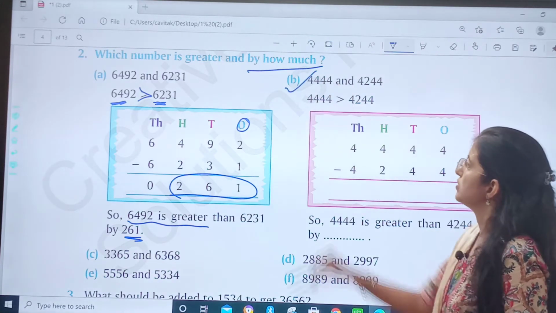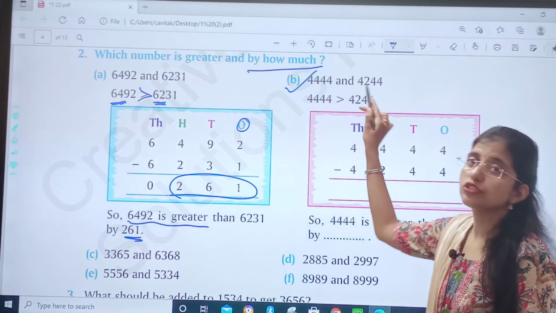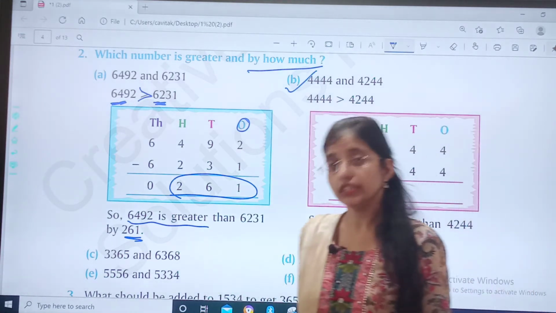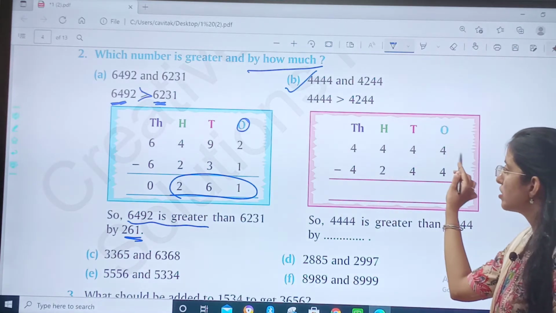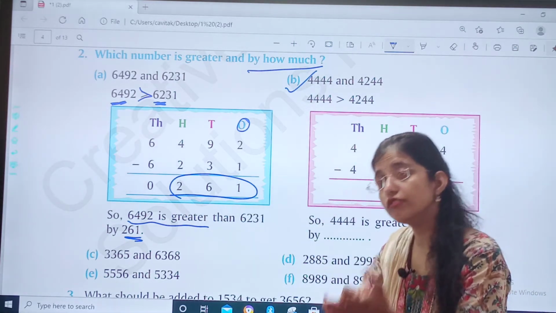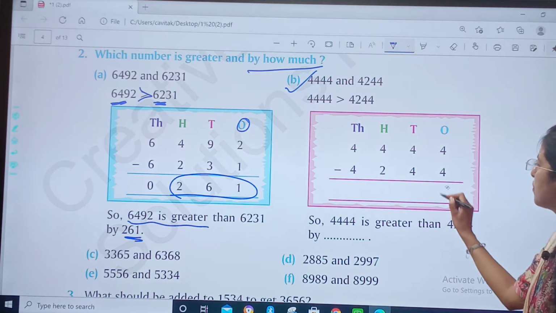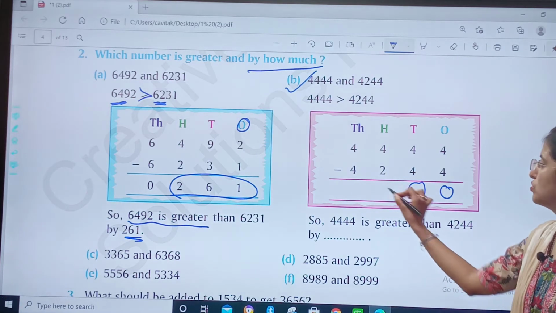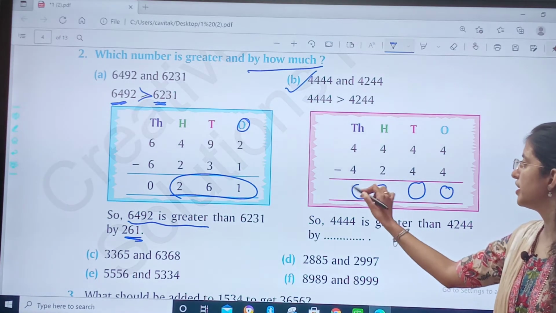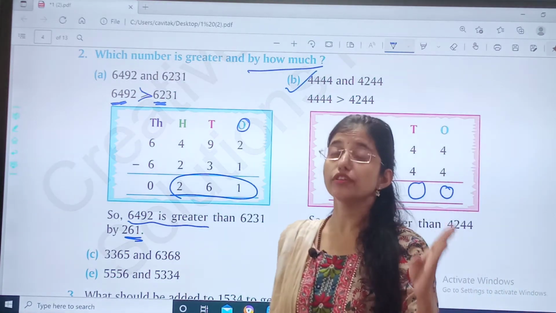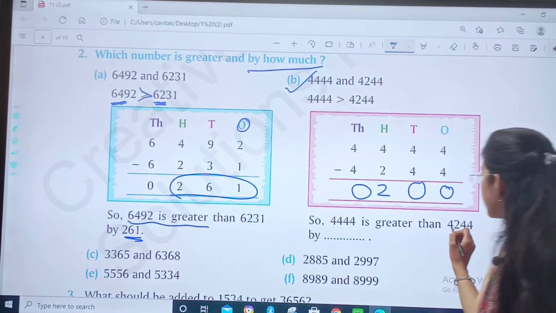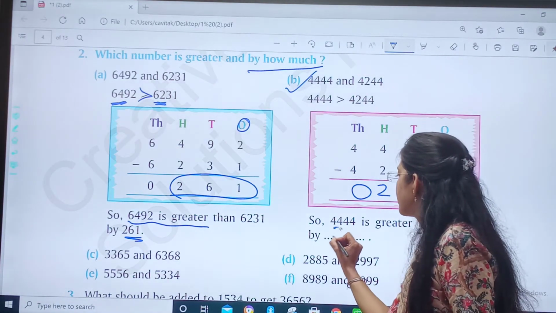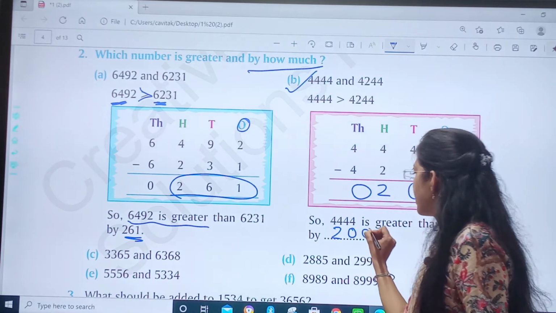Similarly, B1. See, obviously 4444 is greater than 4244. Now we will write the bigger number on the top, smaller number at the bottom, and now we will do the subtraction. 4 minus 4, 0. 4 minus 4, 0. 4 minus 2, 2. 4 minus 4, 0. So 4444 is greater than 4244 by 200.